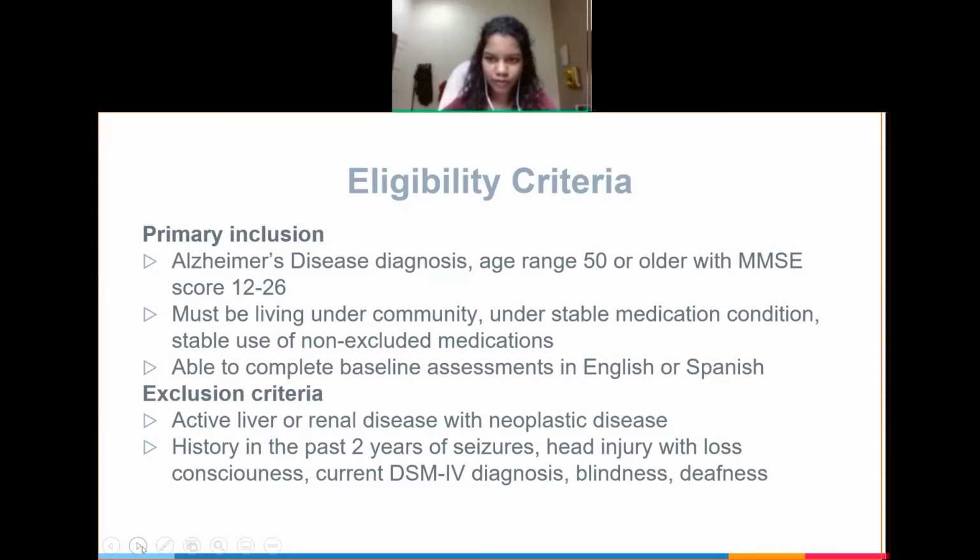For the exclusion criteria, active liver or renal disease and active life-threatening neoplastic disease were excluded from the study. Participants were also excluded for use of another investigational agent within 2 months of the screening visit. Moreover, they were excluded for a history of clinically significant stroke, current evidence or history in the past 2 years of seizure, head injury with loss of consciousness and or immediate confusion after the injury, current DSM-IV diagnosis of a major psychiatric disorder, as well as blindness, deafness, language difficulties or other disability that may interfere with assessment.